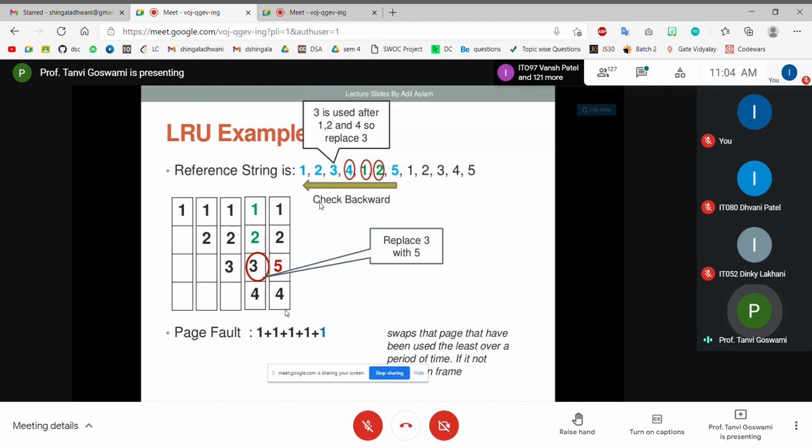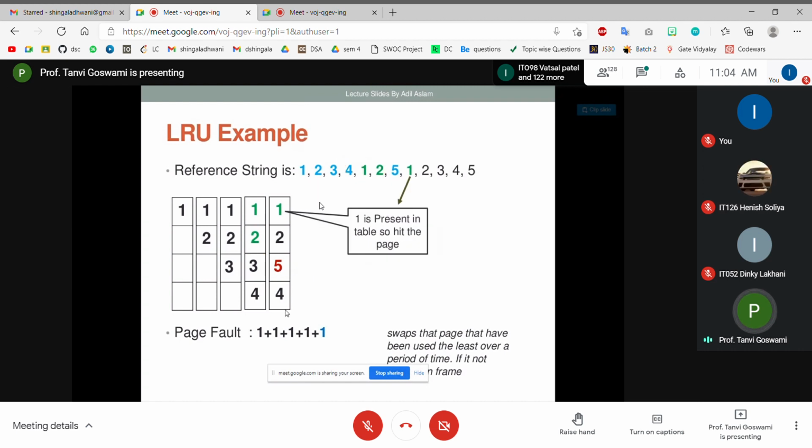Then there is a reference for page number 1. Page number 1 is already present, so it is a hit. If we look at the scenario, page number 4 will be replaced first, then page number 2, then number 5, and then number 1.